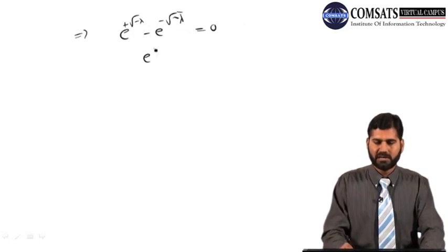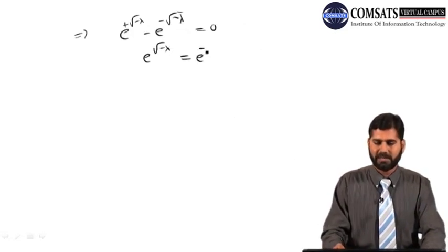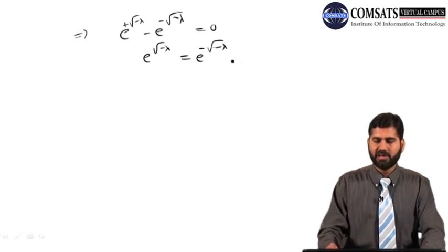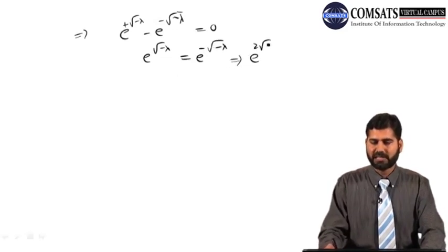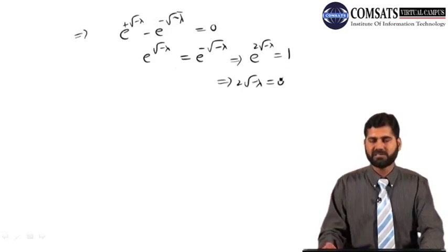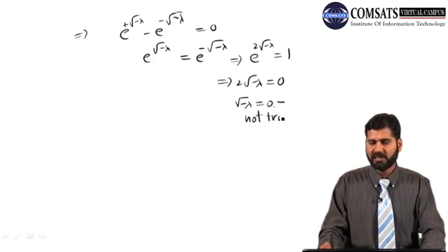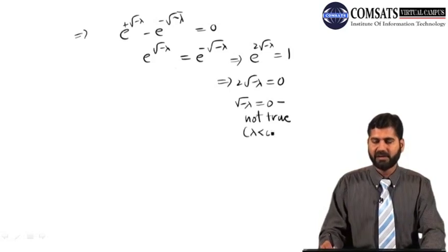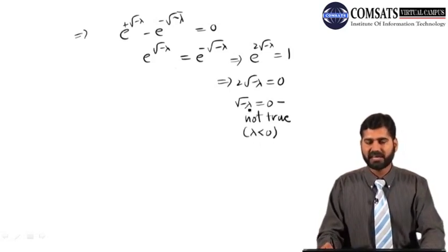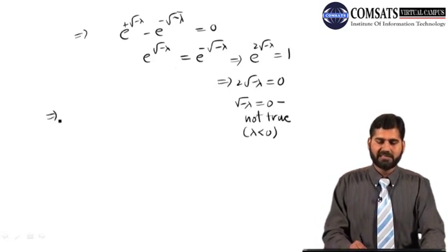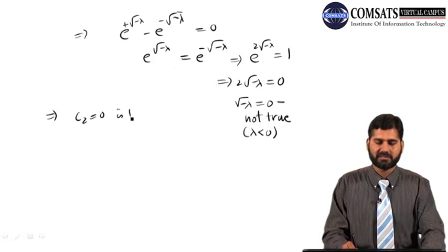So e to the negative lambda should equal e to the minus negative lambda, and if you divide, you will get e to the 2 minus lambda is equal to 1. Take log, you will get this equal to 0. Log of 1 is 0, and here it means minus lambda is equal to 0, which is not true. Not true, because lambda is positive. If lambda is negative here, minus lambda is positive, so this cannot be equal to 0. Alright, so this is not true. It implies that c2 equal to 0 is the only choice.